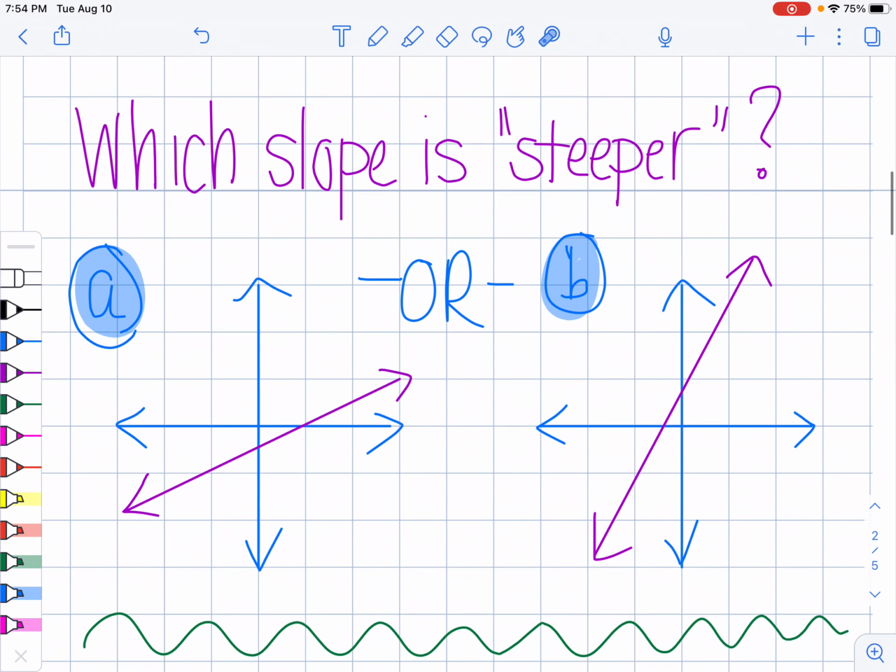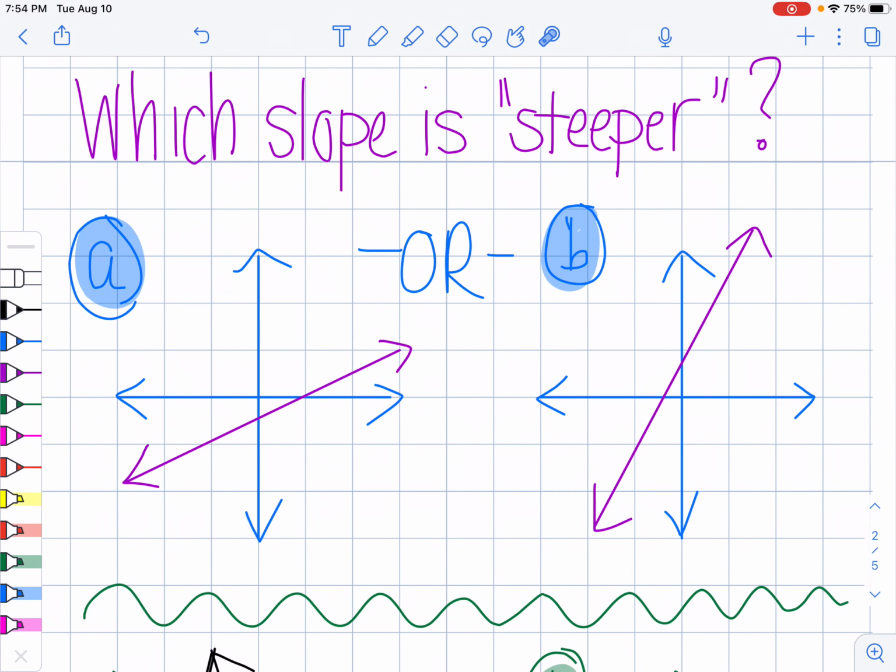So now we're going to look and see, can we identify steeper slopes? I have a couple examples for you. The first we're going to look at is between A or B. Now remember, we read from left to right. So for A, I start down here and I look up. That's my one slope. And then for B, I start down here and I'm looking up. So if you were standing here, which hill is going to be harder to walk up? Yeah, the second one right here. That's going to be the steeper of the 2 lines.